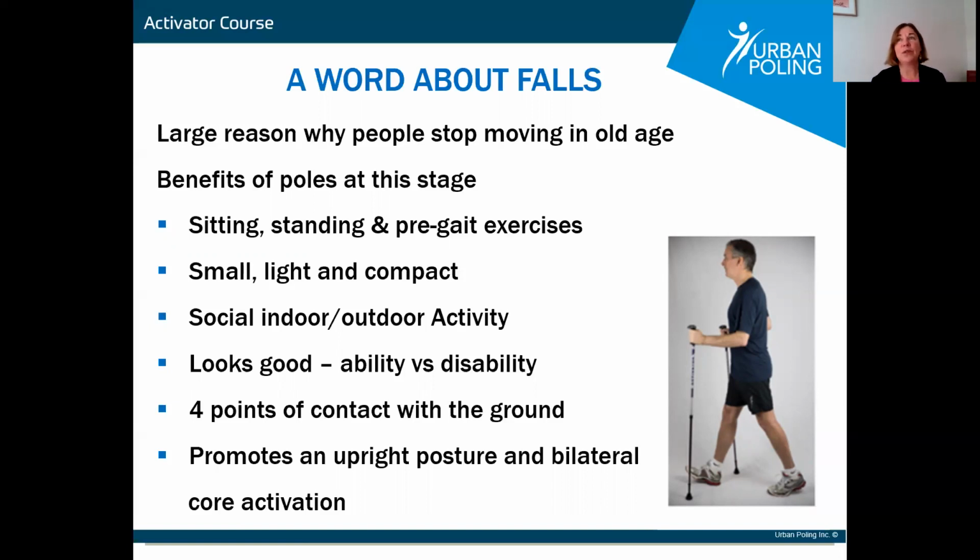Four points of contact with the ground, so you have a larger base of support, and that provides increased balance. And they do promote this upright posture and bilateral core activation, trunk activation, which is really important, not just for their exercise, but then for if they're not using poles in some parts of their life, that will help to strengthen them and improve their functional ability.